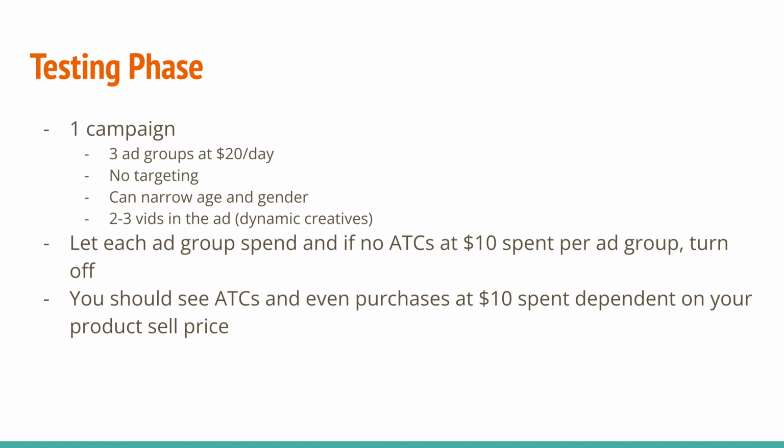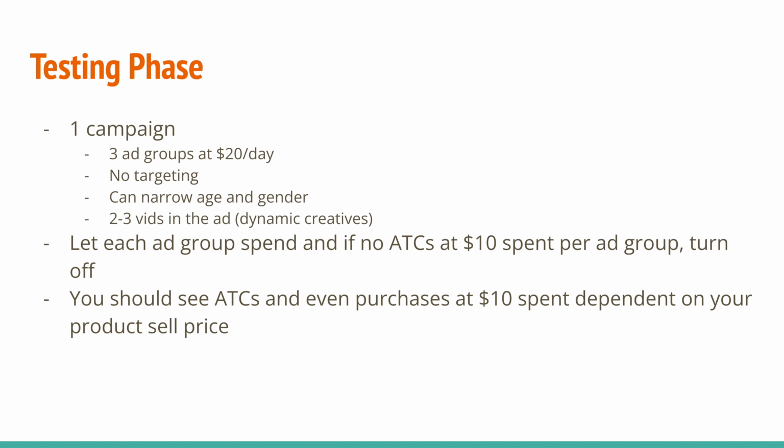And then we also do 2 to 3 video ads in the actual ad. So you can do either dynamic creatives, which you can turn on in the ad group, or you can just create one ad creative and then duplicate that 2 times so that you then have 3 ad creatives in each ad group. They both work and there's not really like a crazy amount of differences we've seen. We do both, so it doesn't really matter as much as some people think.